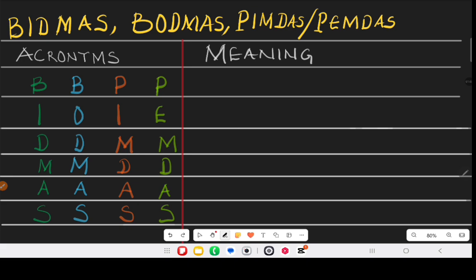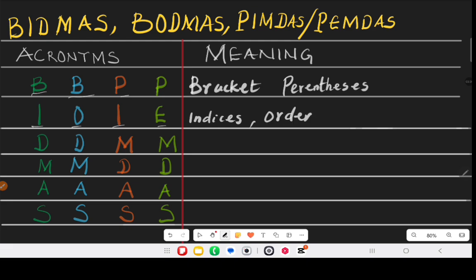Now I'm going to break it down. We have B and P. B means brackets and P means parentheses. Parentheses and brackets mean the same thing. Then we move to the next part of the acronym. We have I, O, I, and E. I means indices, O means order, and E means exponent. All mean the same thing: power.